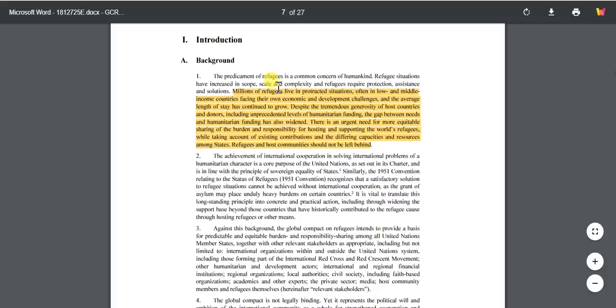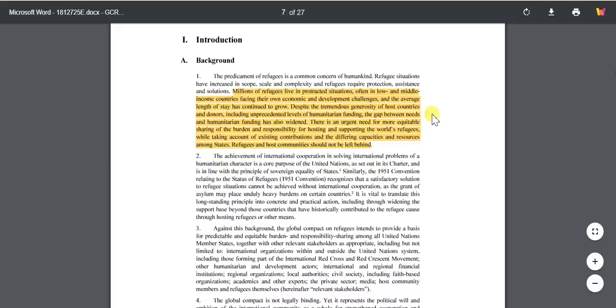That's what all of this says. That's what this whole paragraph says. I'll read it out, but that's what it boils down to. It is very expensive, okay? Number 1, the predicament of refugees is a common concern of humankind. Refugee situations have increased in scope and scale and complexity, and refugees require protection, assistance, and solutions. Millions of refugees live in protracted situations, often in low and middle income countries, facing their own economic and developing challenges. And the average length of stay has continued to grow.